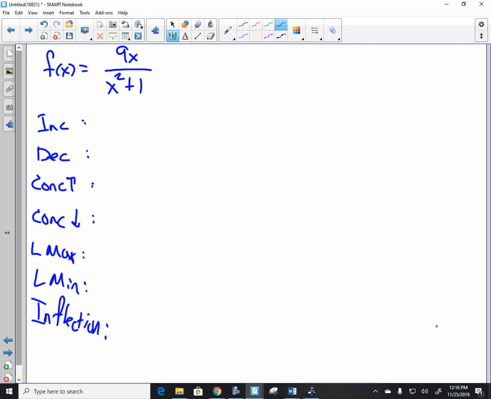So, who remembers what we do to find intervals of increasing and decreasing, local max, local min? First derivative test, very good. When I find the first derivative, what rule do I use? The quotient rule. Derivative of the top is 9, so 9 times the bottom, minus 9x times 2x, all over x squared plus 1 quantity squared.